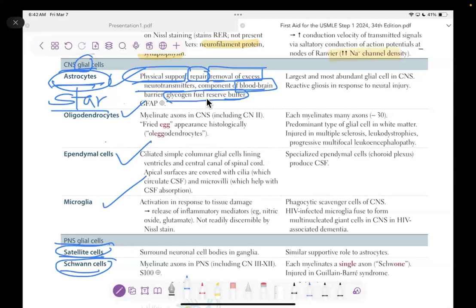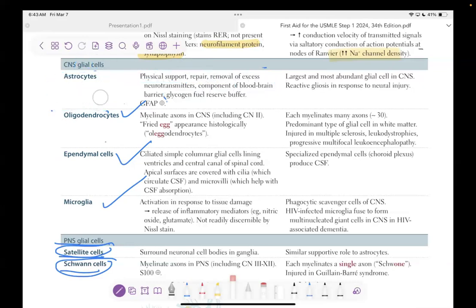And for the brain, glycogen fuel reserves. So the fuel is also from the astrocyte. So this mnemonic was really helpful for me to remember astrocyte. I hope it is also helpful for you guys. And the marker for astrocyte is also easy to remember. You don't need to remember all the words.